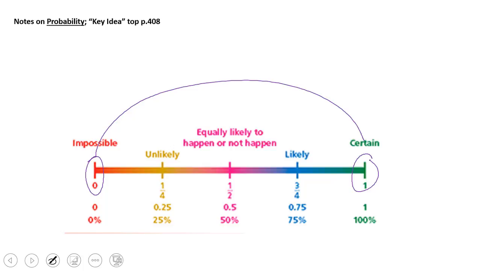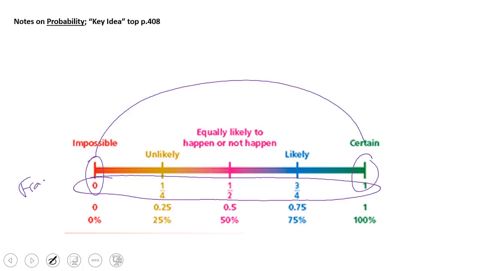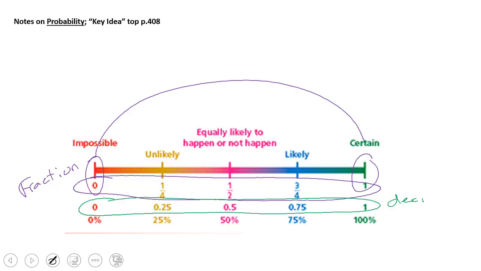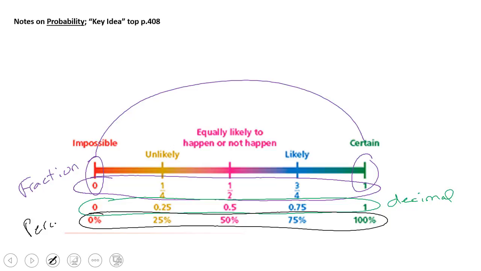We also notice a couple other things. Probability can be written as a fraction. Probability can also be written as a decimal. And probability can also be written as a percent. Fractions and decimals are how we do math with probability.